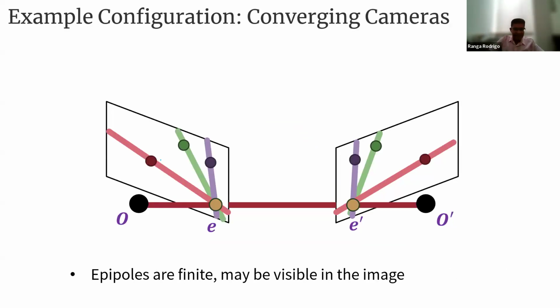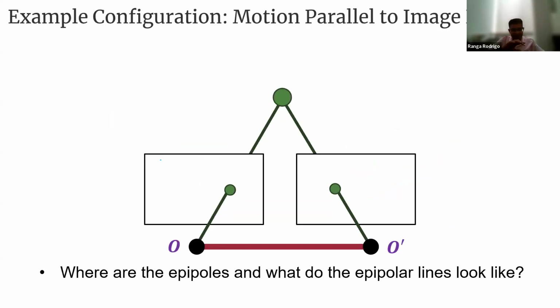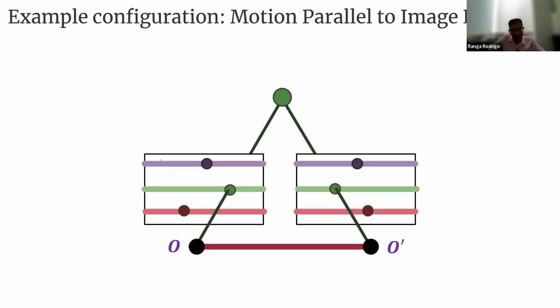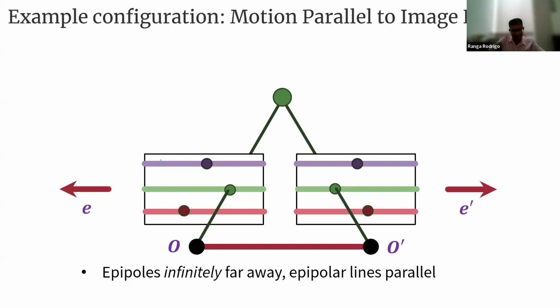The next configuration is like keeping the camera pointed toward a mountain while traveling along in a train: motion parallel to the image plane. Where are the epipoles and what do the epipolar lines look like? Epipoles are the places where the line OO prime cuts the image plane. Where do they cut? They cut at infinity. So the epipolar lines are parallel like that. Epipoles are at infinity.